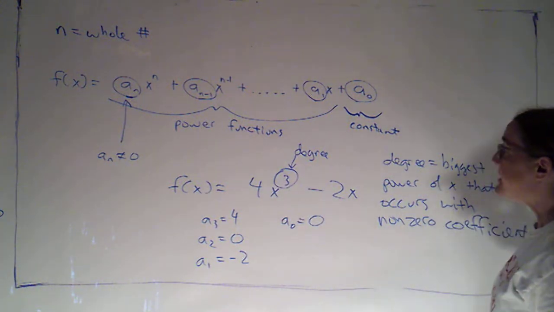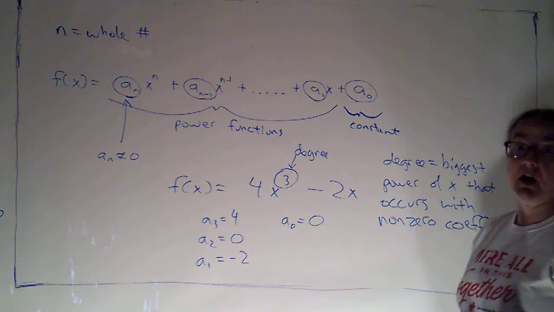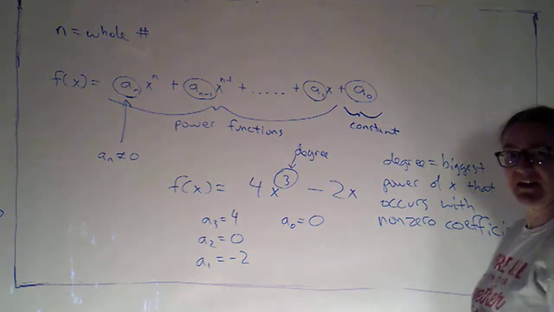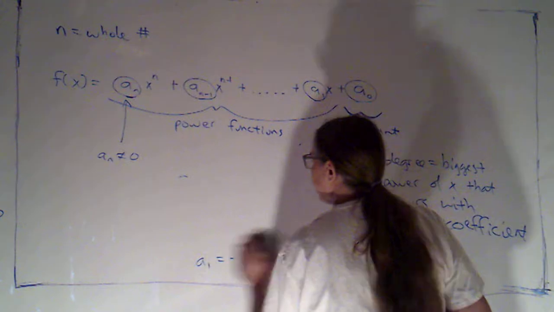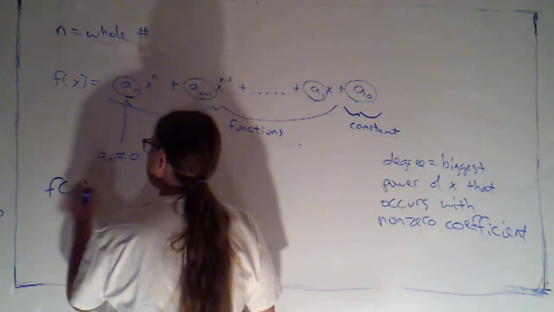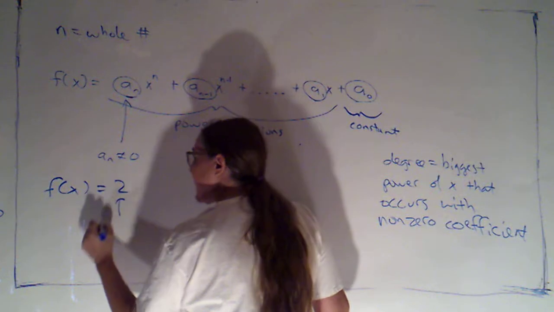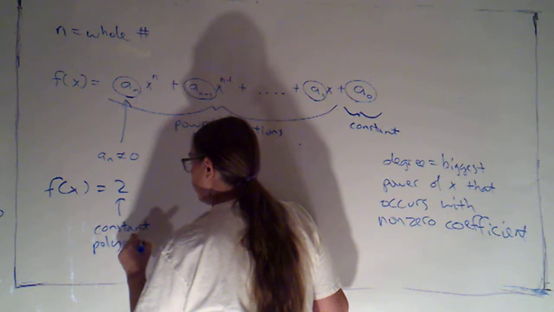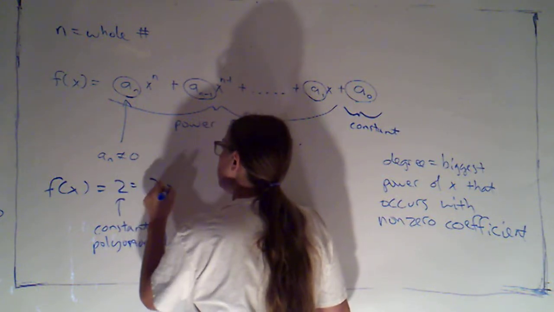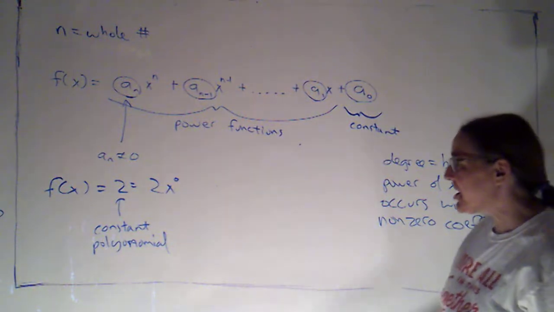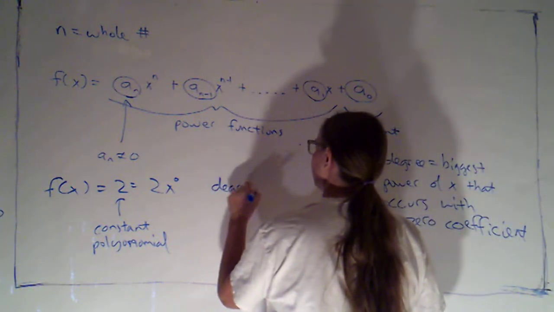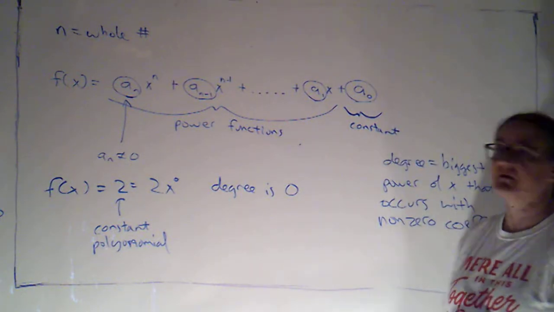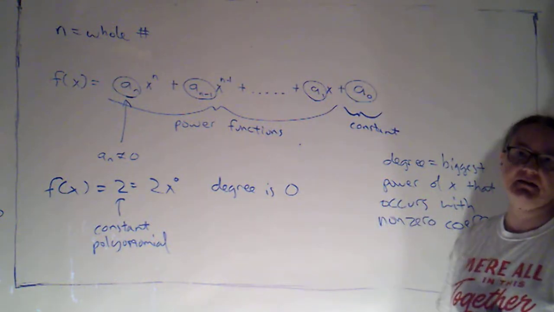Notice that means if I do have a constant polynomial, the biggest power of x that occurs would really just be 0. Let's just take a look at that. If I have something like f of x equals 2, that's a constant, but that counts as a polynomial. So that would be 2x to the 0. That has degree 0. And that's going to be true for any non-zero constant. I can view it as that many copies of x to the 0.